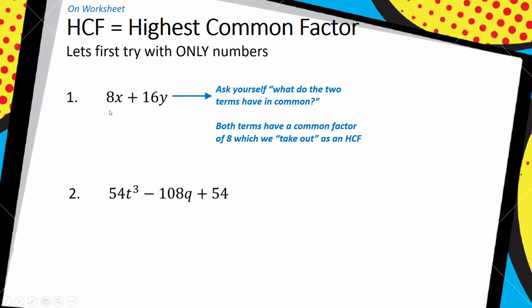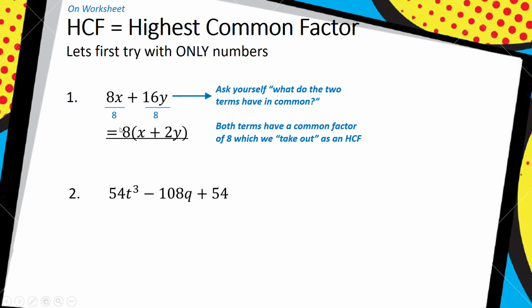In factorization, what you're really doing is dividing through by that highest common factor. So if I divide both of these by 8, those 8s will cancel and I'll just be left with x. And here, 16 over 8 will give me 2y. But I don't just say x plus 2y, I have to show what the highest common factor was. So my answer looks like this. I'll say equals, I'll put the highest common factor on the outside, and then put what was left once I divided through by the highest common factor.